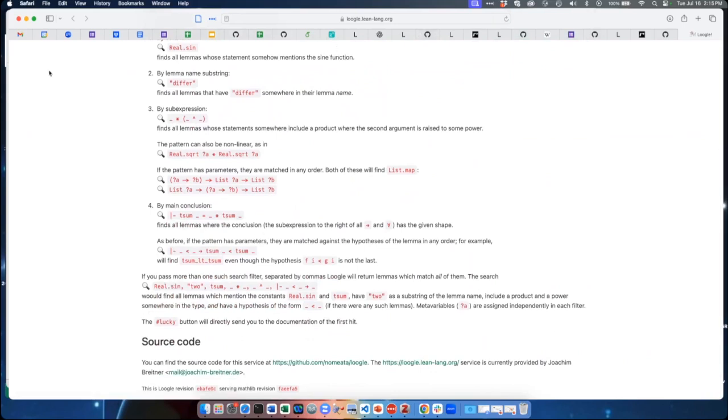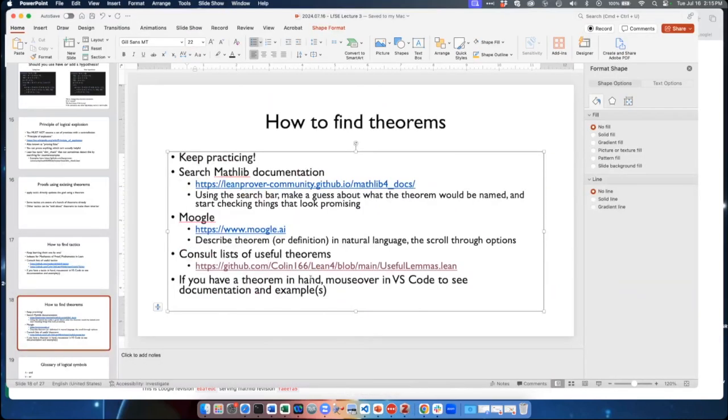Great point. Great point, Rick DeWolf. All right, then let's get back to here. So, and again, if you have a theorem in hand, mouse over in VS Code to find documentation examples. This is a great way if you used aesop, and aesop found some lemmas. Now you can go and read about what those lemmas do.